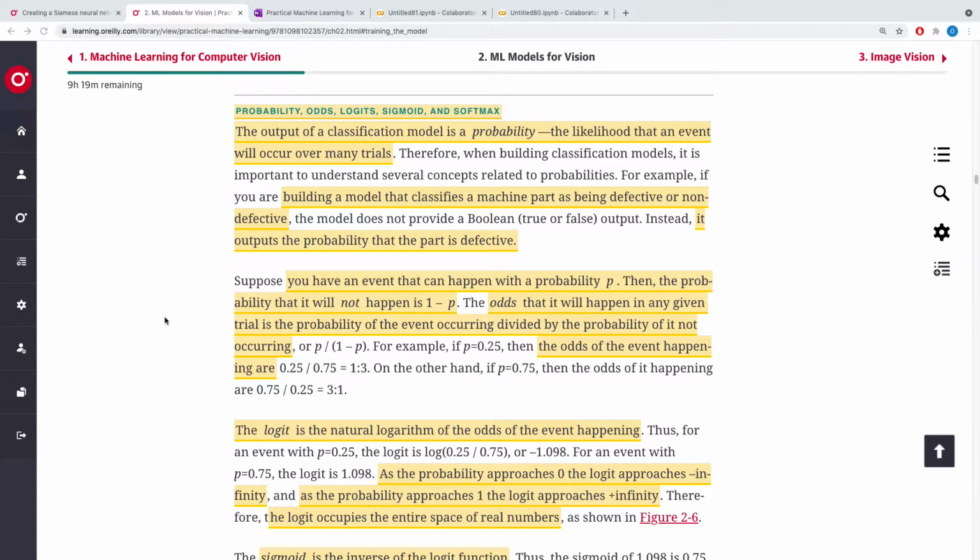Welcome to practical machine learning for computer vision. Today we shall be looking at probability, odds, logits, sigmoid, and softmax.